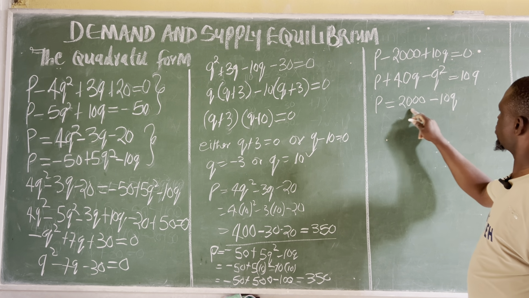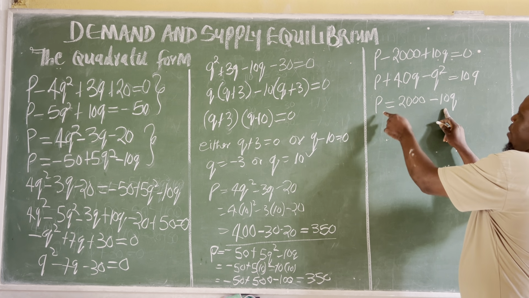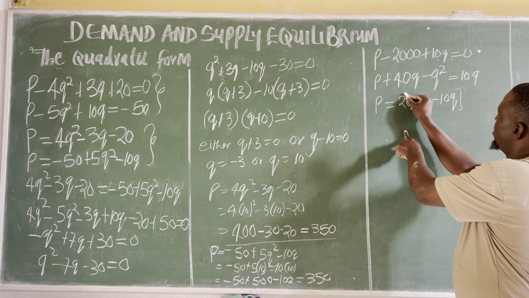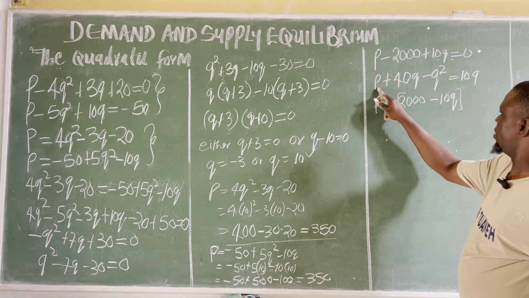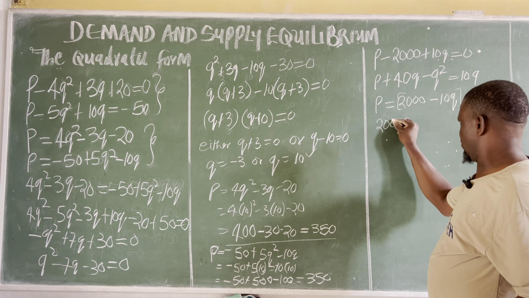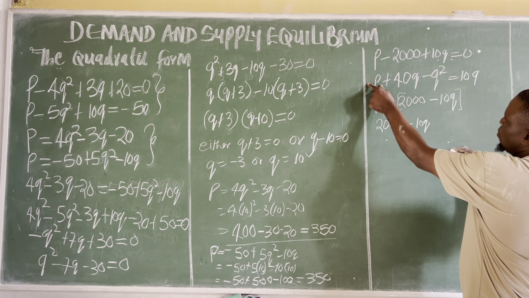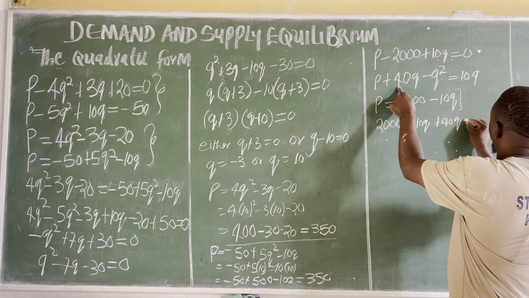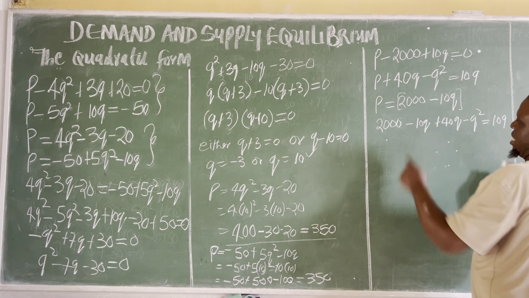Now, if we substitute this in the second equation, because we are told that P is equal to this, in place of P we can put this. So this P will be all of this, which is 2000 minus 10Q. And this becomes plus 40Q minus Q square is equal to 109.